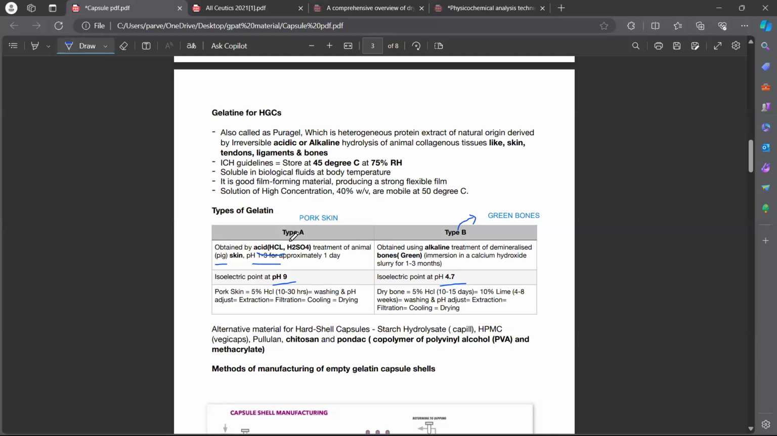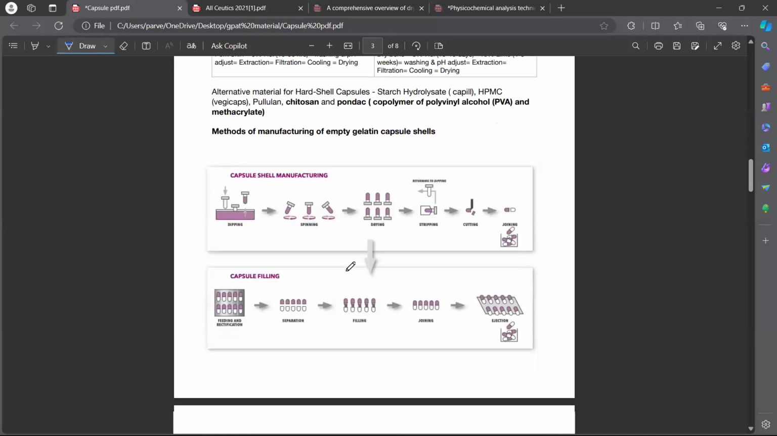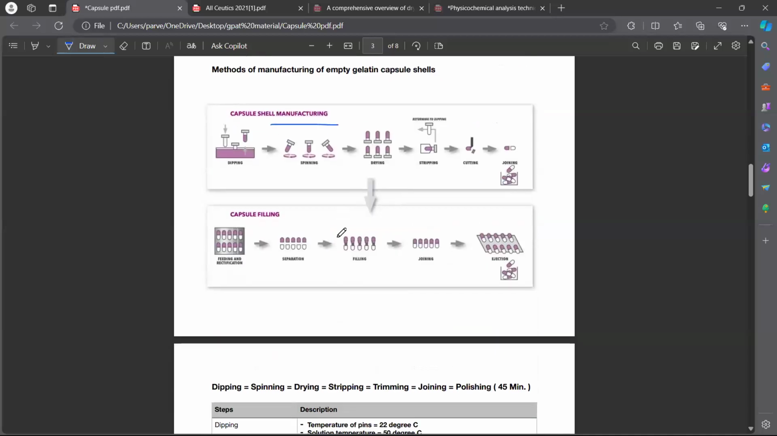The charge of type A gelatin is cationic in nature. Type B gelatin is anionic in nature. This is also something you have to remember. These are the differences between the two types: the isoelectric point, and that one is acid treated while the other is alkali treated. These are some of the important points which have to be kept in mind and revised.